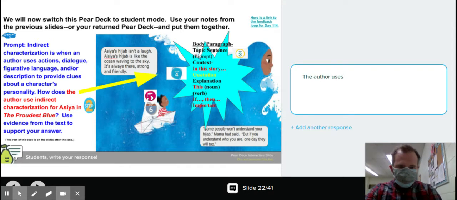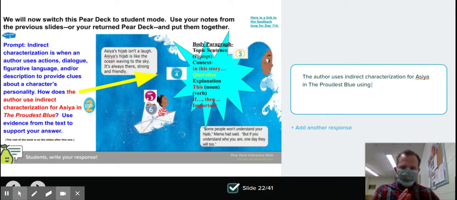The author uses indirect characterization for Asia in The Proudest Blue using, and I'm going to focus on this slide here to the right. We've already talked about it in class. I'm going to say using dialogue. You can use actions, figurative language, and other stuff, but this paragraph is only going to focus on one thing, dialogue. Okay? So the next sentence would be in this story, right?